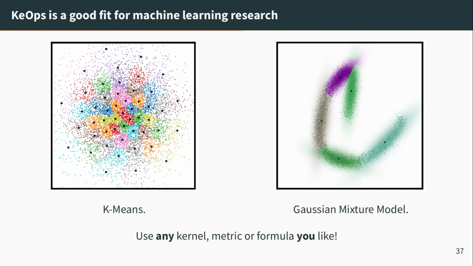As you can imagine, this library is a very good fit for machine learning research, because it means that you can implement things like k-means or Gaussian mixtures with any kernel, metric, or formula that you like. I presented to you a lecture on hyperbolic geometry. That was one of the main motivations: allow people to work with L1 Euclidean geometry, L1 Manhattan, or the Poincaré metric, without having to lose too much on the computational side. Because that was really the situation 5 years ago.